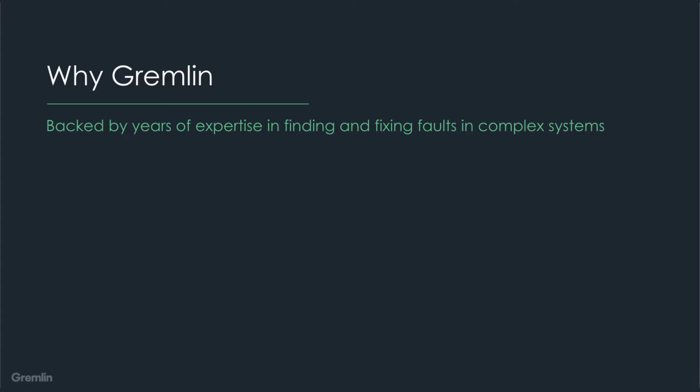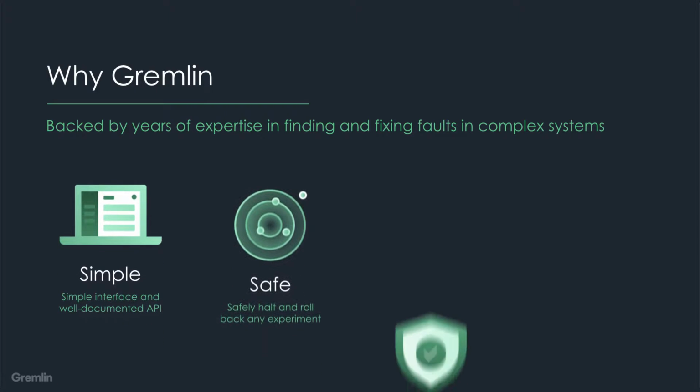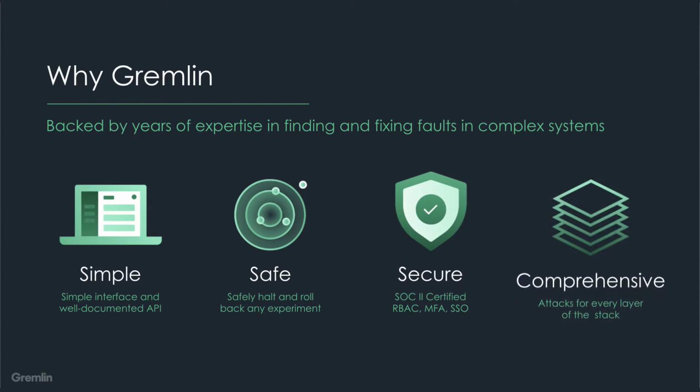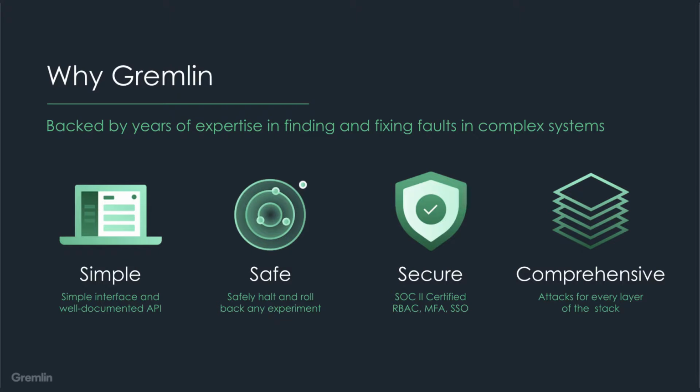In this video, we'll show you how you can use Gremlin to make your Kubernetes applications more resilient. Gremlin is an enterprise chaos engineering SaaS solution that helps teams like yours build more reliable systems in a simple, safe, secure, and comprehensive way. With Gremlin, you can simulate failures in your Kubernetes clusters in order to address weaknesses and build resilience.